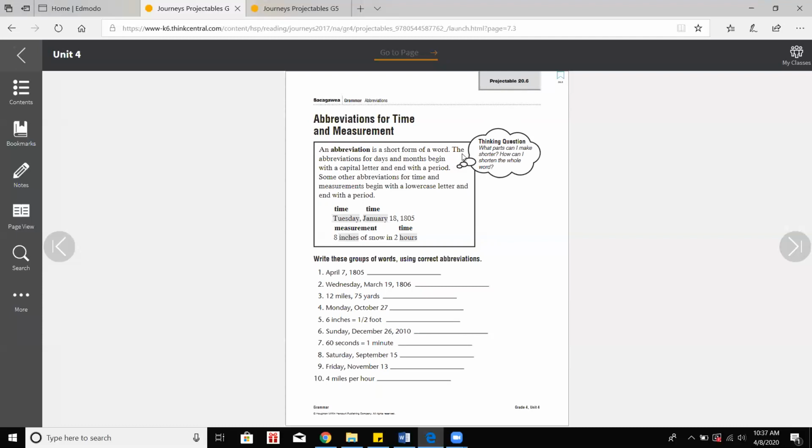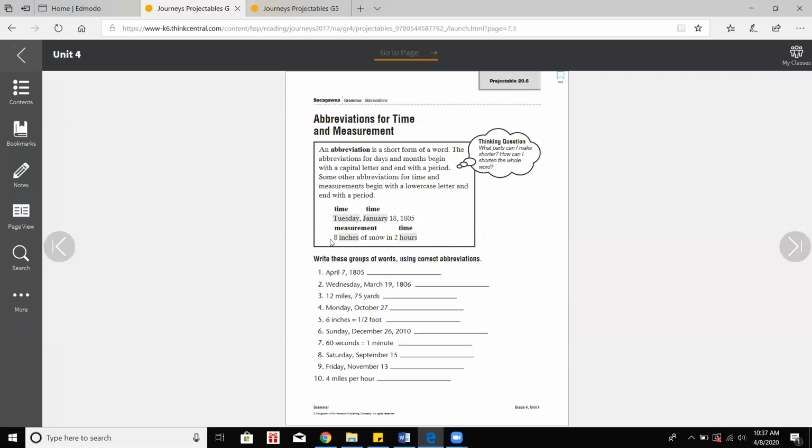Okay, so how do you do it? The abbreviations for days and months begin with a capital letter and end with a period. So remember that for days and months. However, some units of measurement and time begin with a lowercase letter and end with a period. You don't have to capitalize if it's a unit of measurement or time unless they begin your sentence, okay?